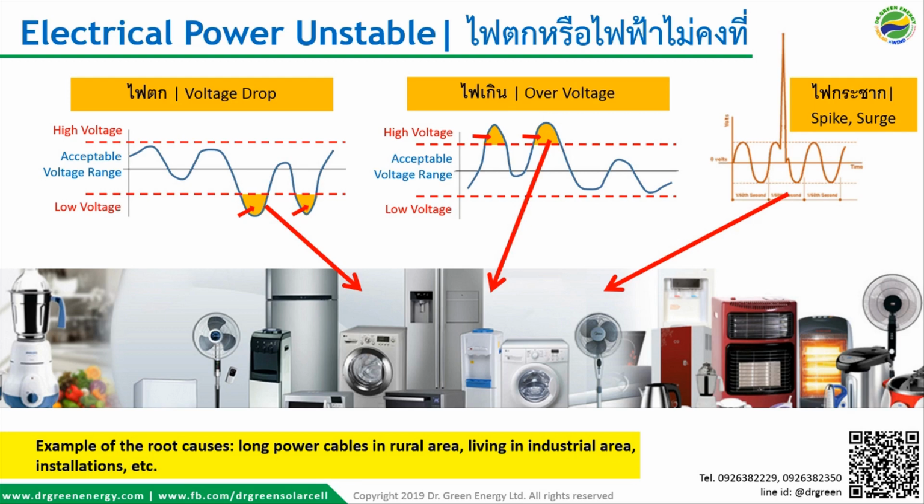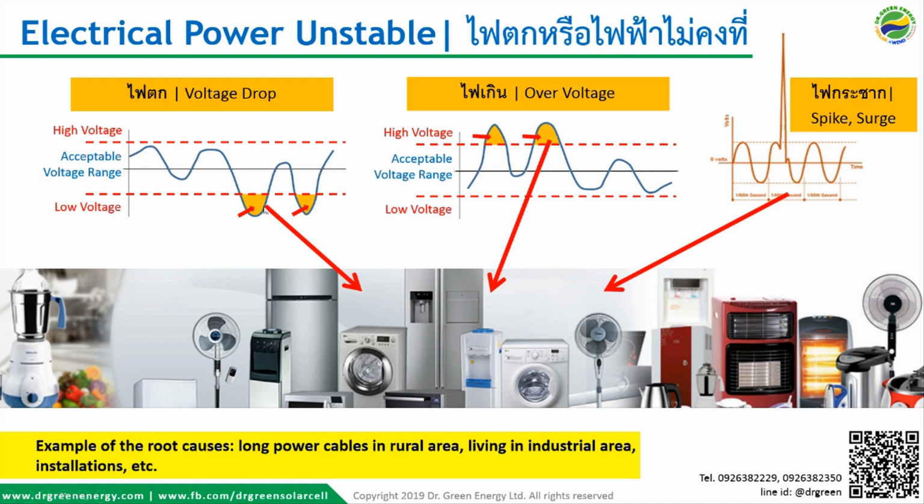So we can see and understand the characteristics of unstable power. The first one is the voltage drop. In this case, as I gave the example before, in the peak hour when people use electricity when they come back home, for example from 5 p.m. to 10 p.m., these are considered peak hours.